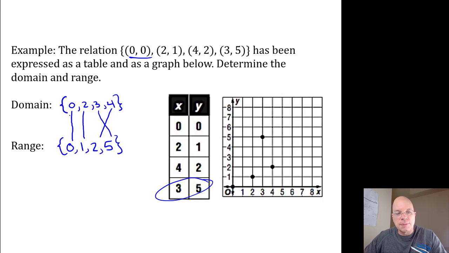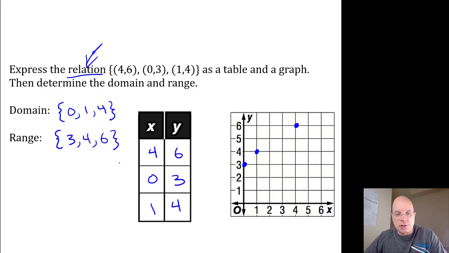The reason it's a function is because for any number of weeks that I've been dieting, I should lose a specific number of pounds. If on week 3 I lost 5 pounds and 8 pounds, that wouldn't make any sense. I either lost 5 pounds or I lost 8 pounds. I can't lose 5 and lose 8. So if for every input there's one and only one output, then you have a function. Here's another example of a function. The 0 pairs with the 3, the 1 pairs with the 4, and the input of 4 pairs with the output of 6. And so again, for every input, there's one and only one output.